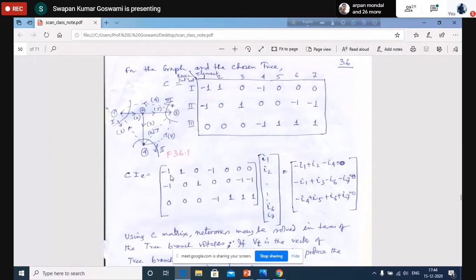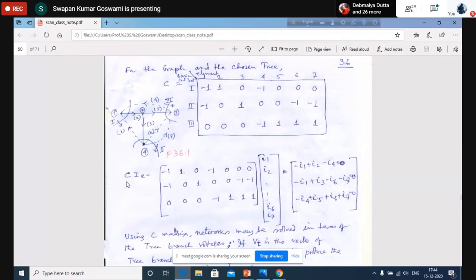You are getting -I1 plus I2 minus I3, no, sorry, it is I4. So minus I1 plus I2 minus I4. Then here minus I1 plus I3 minus I6 minus I7. Okay. Then minus I4 plus I5 plus I6 plus I7. This is what we have written.